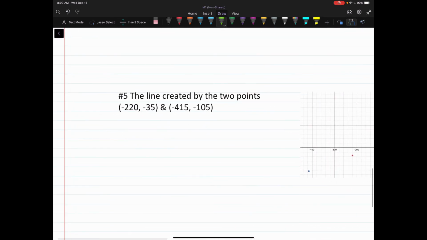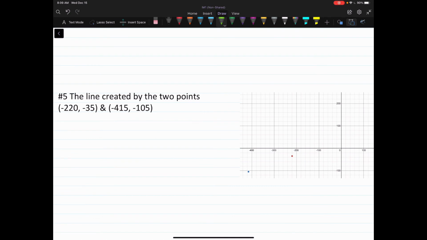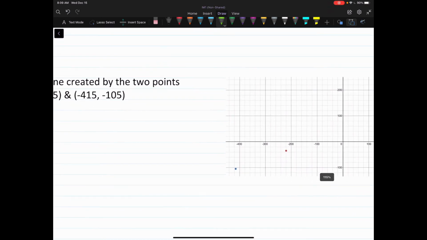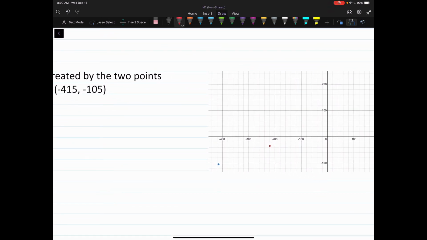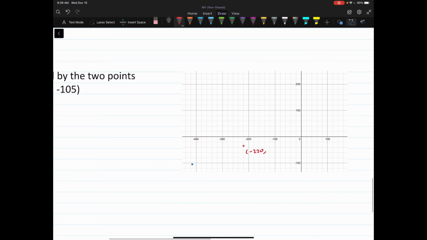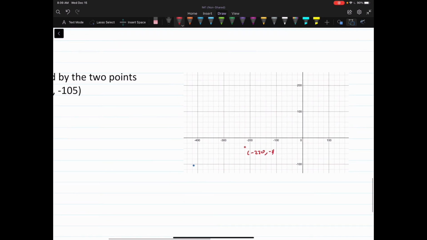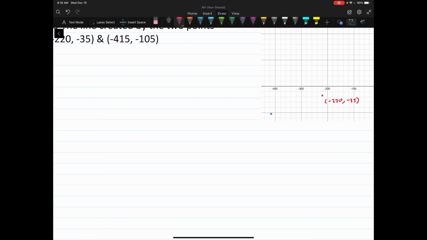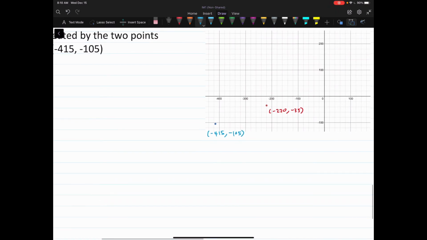All right, let's go to our last problem, the craziest problem of all. So we've got negative 220, negative 35. Negative 220 over negative 35, so it seems about right. And then negative 415, and negative 105. Okay, so that's that.